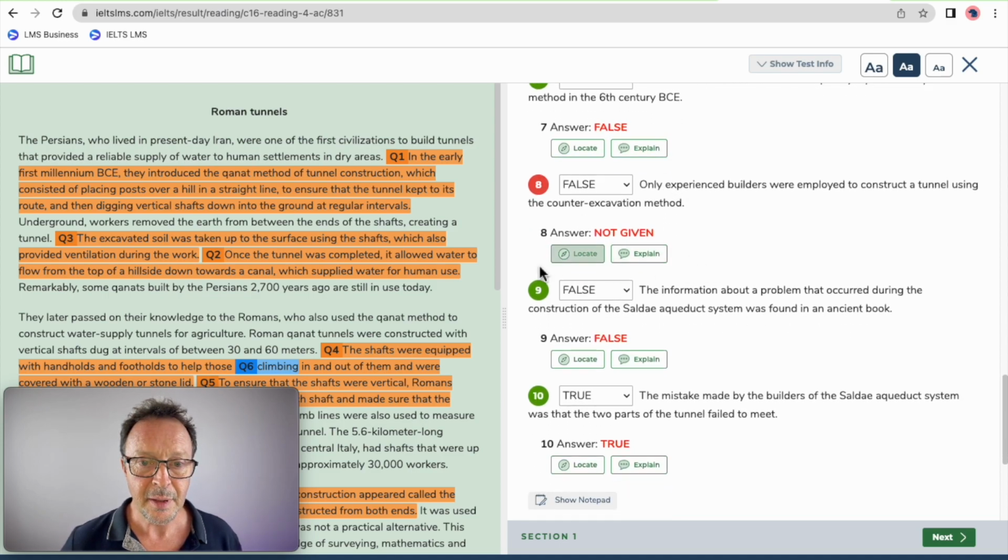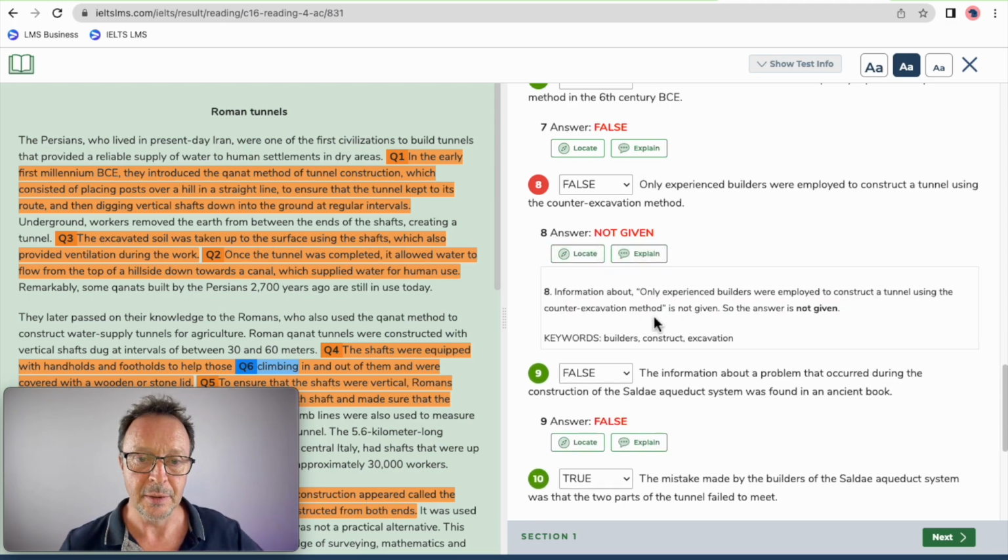And there won't be any location data because you can't locate an answer which is not there. Sometimes these quizzes will give you an area where the information could possibly be found. But the explanation, only experienced builders were employed to construct a tunnel using it, is not given. Okay, it doesn't give you much help there. But it only talked about the experience of the surveyors and the mathematicians. It didn't really mention the builders. So not given was the correct answer.